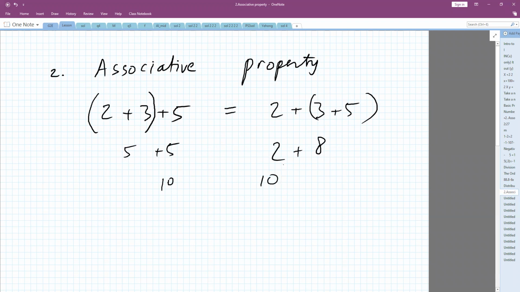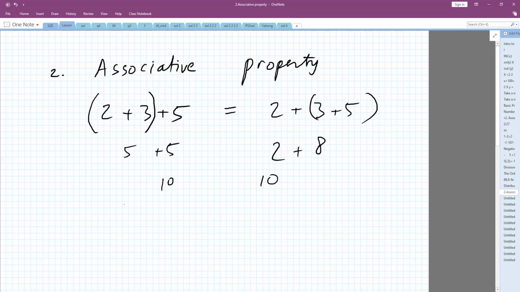So the associative property works when you have the same operation, like addition or subtraction. You can say work on the first two, and then after that you will add or subtract with the rest, with the other one. Okay.